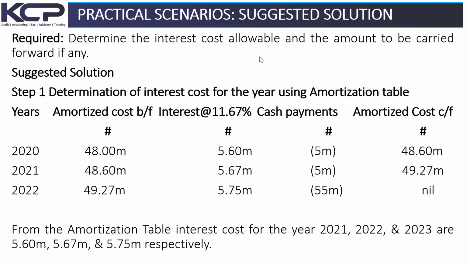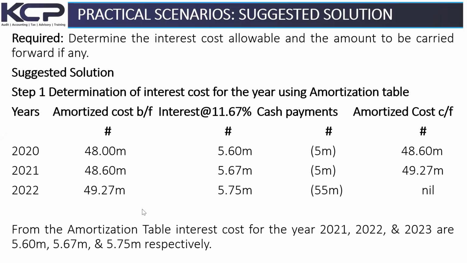Okay, so confirm if 11.67% times 48.6 will give us 5.67. Okay, thank you. I want to be double sure that everybody is following. Then we deduct the cash payment at that year end of 5.5 million from that. So the net of 48.6 and 5.67 less 5.5 million will give you 49.27, right? 49.27 will then be the carry forward sum in 2022.